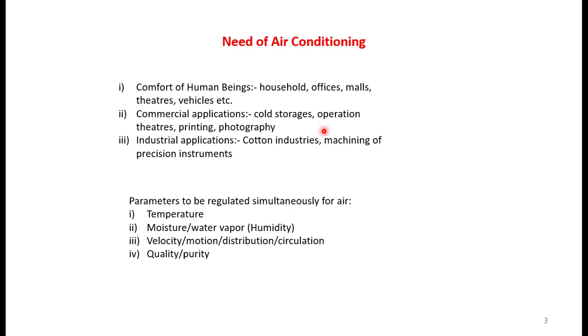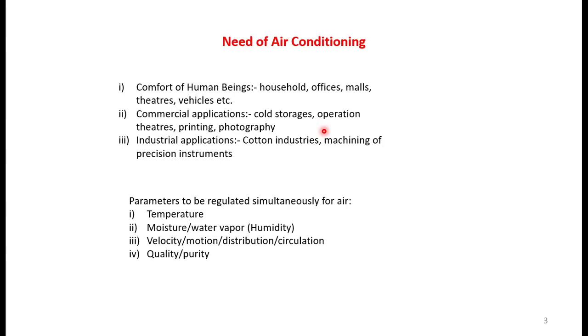Now the last paragraph here on this slide. So it states that the parameters to be regulated simultaneously for air. So what parameters are mentioned? Temperature, then moisture, or water vapor, or we can call it humidity. Then parameter number 3 is the velocity, or alternatively it is nothing but the motion of the air, distribution of the air, or the circulation of the air, and the quality or the purity of the air.